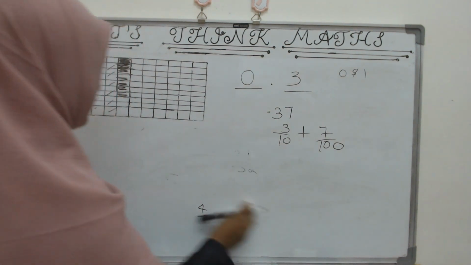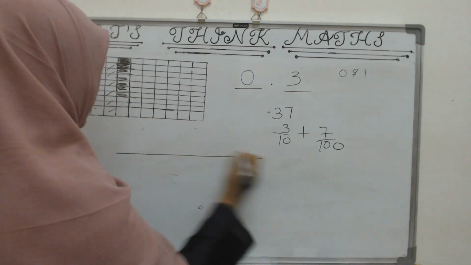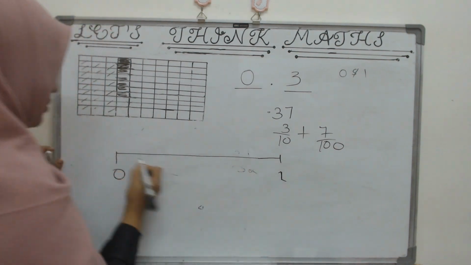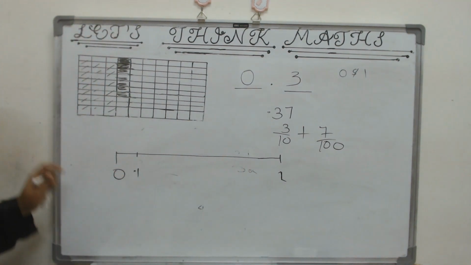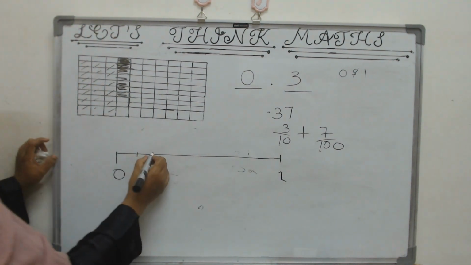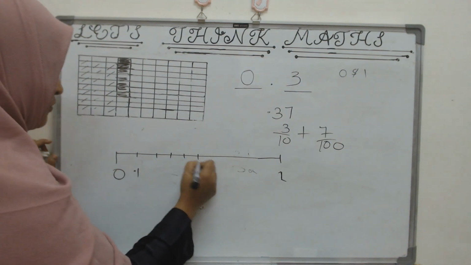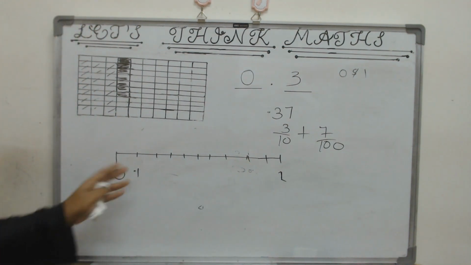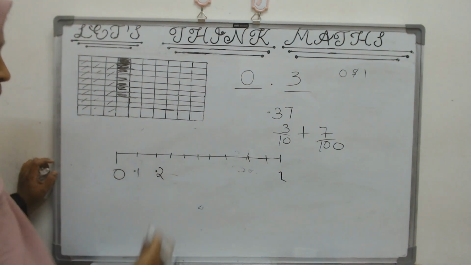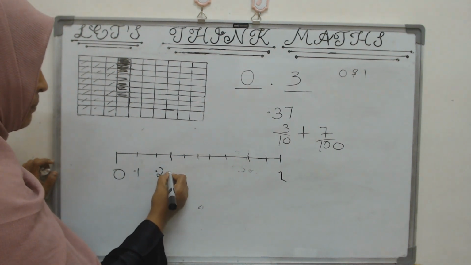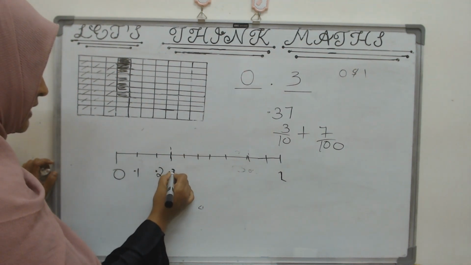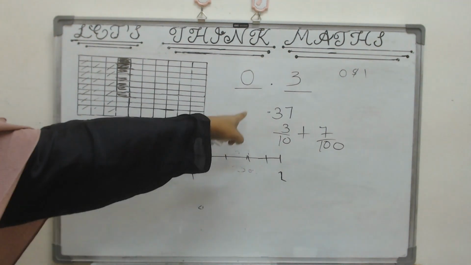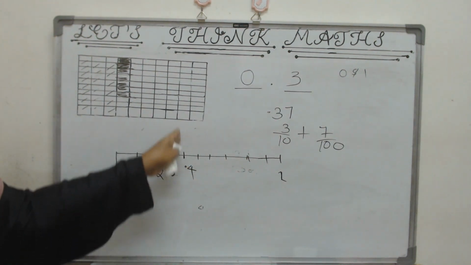I will just draw the part between 0 and 1. Here 0, here 1. So this would be 0.1. Just 1 out of 10 divisions. 1, 2, 3, 4, 5, 6, 7, 8, 9. Okay. So this will be 0.1, this will be 0.2, and this will be 0.3, right? And this is 0.4. Our number 0.37 has to lie somewhere between this.